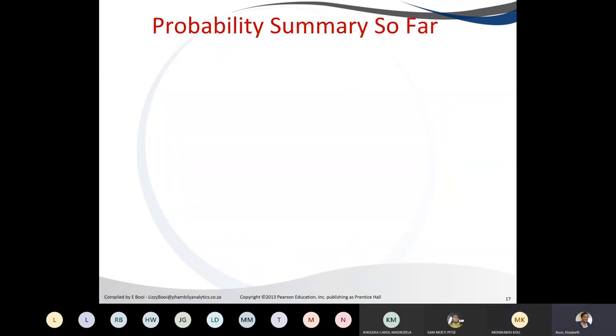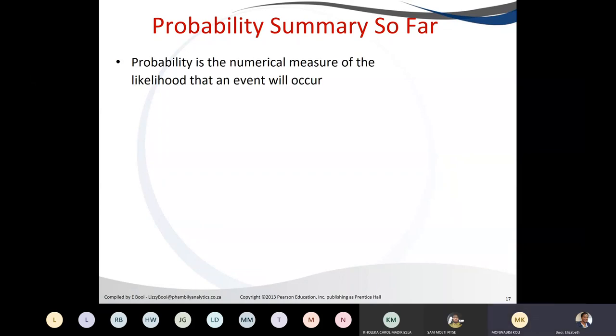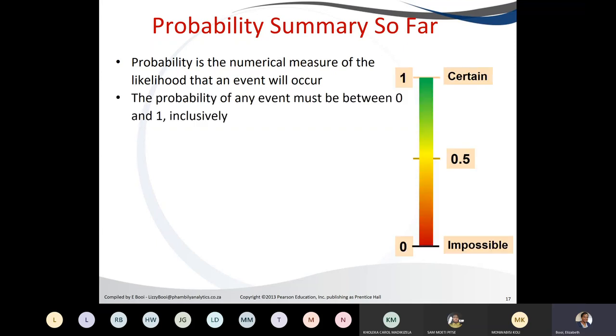What have we learned so far as well? We've learned that probability is a numerical measure that shows us the likelihood or the chance of something happening. And we have learned as well that the probability of any event must be between 0 and 1. It can never be less than 0, and it can never be more than 1, inclusively.